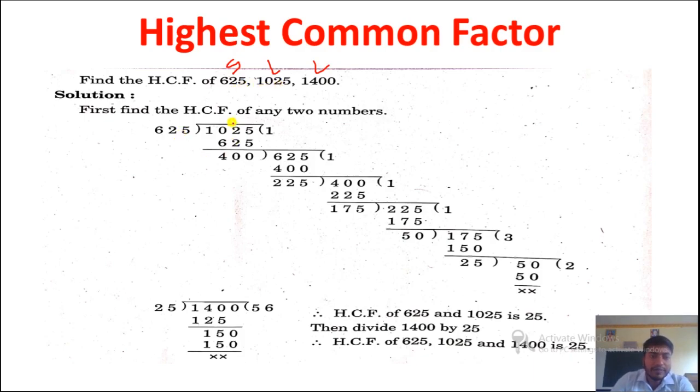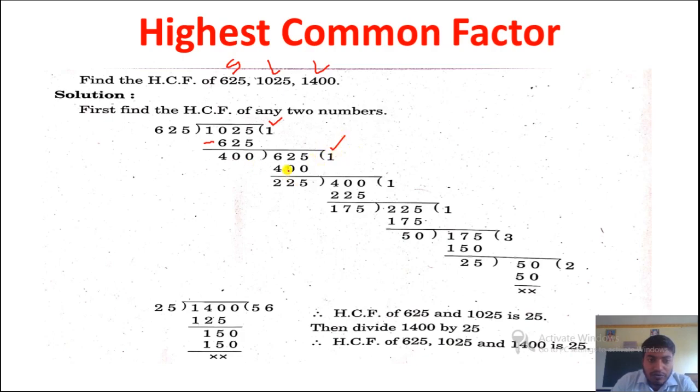Now divide. Here we have 1025. First we will divide by 625, so how many times will it go? One time. When we multiply, we get 625 only. Now subtract: 5 minus 5 is 0, 2 minus 2 is 0, and 10 minus 6 is 4. So we got the remainder 400. Now by this remainder we have to divide the divisor 625, and we repeat this process till we get the remainder 0. Now how many times will it go? One time.